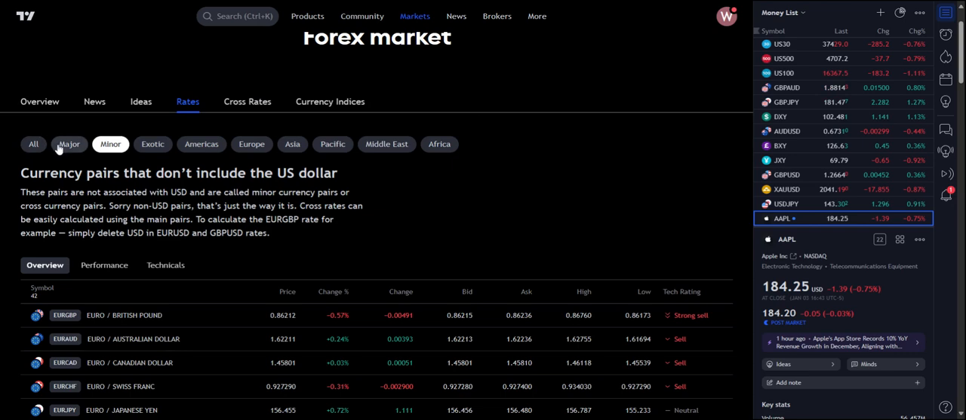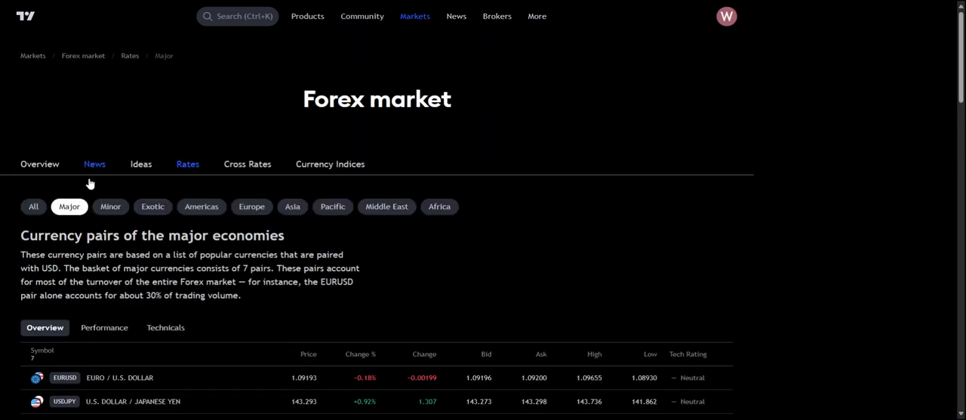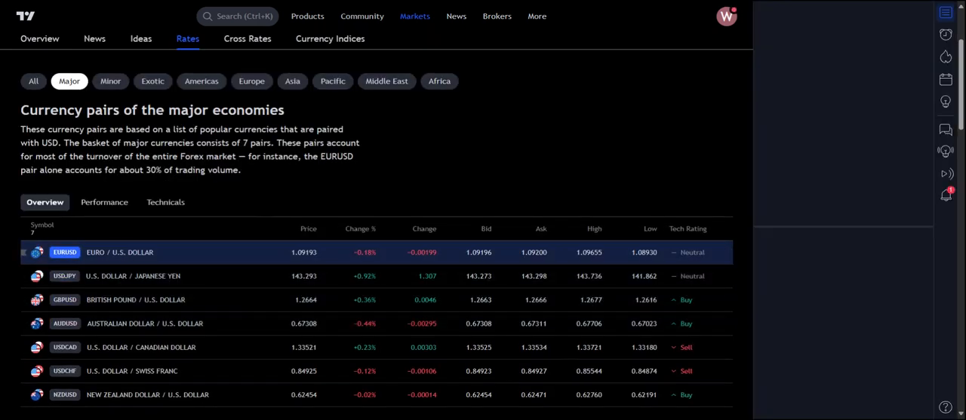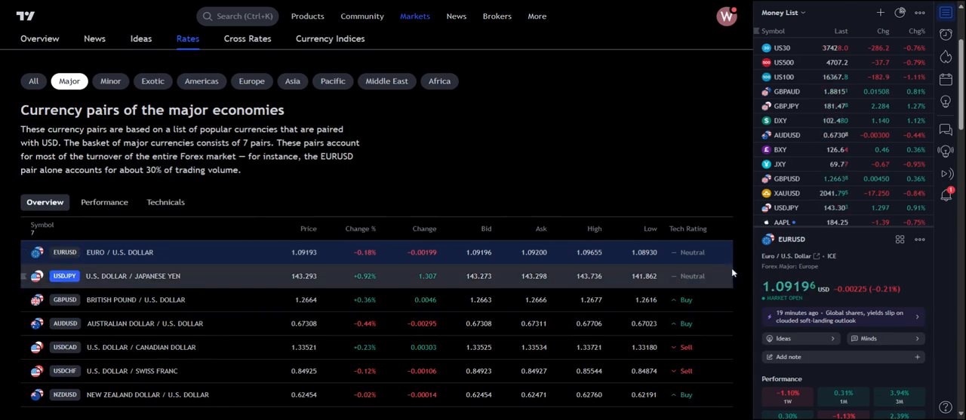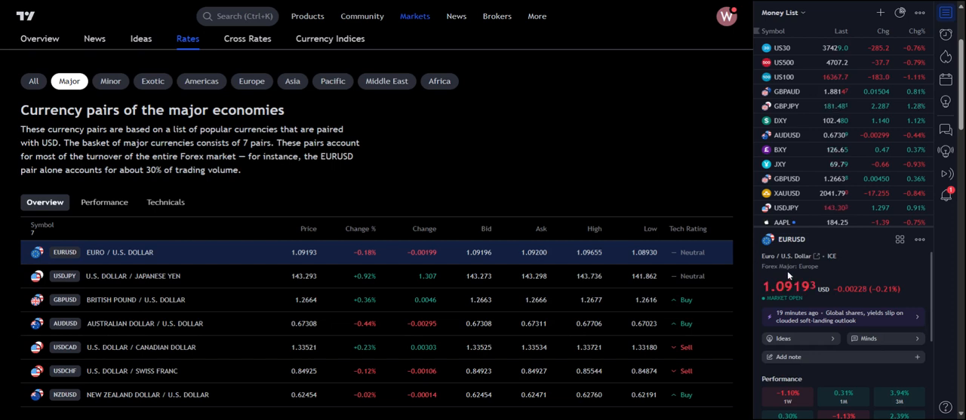For example, if we look at a major pair, the Euro USD, we can see here that the Euro USD is our pair. When we break that down, it's broken down into the base currency and the quote currency. The base currency is going to be the euro and the quote currency is going to be the US dollar.